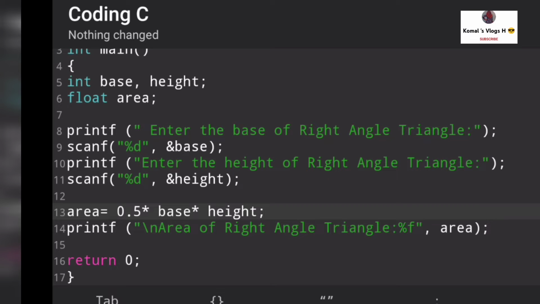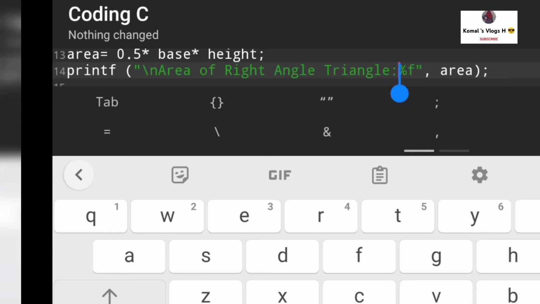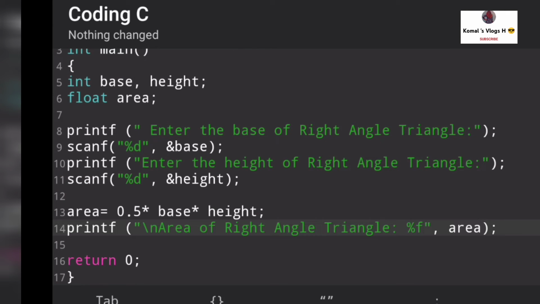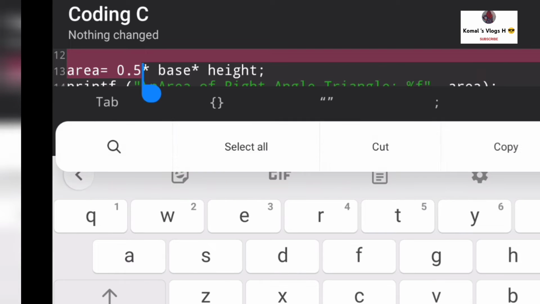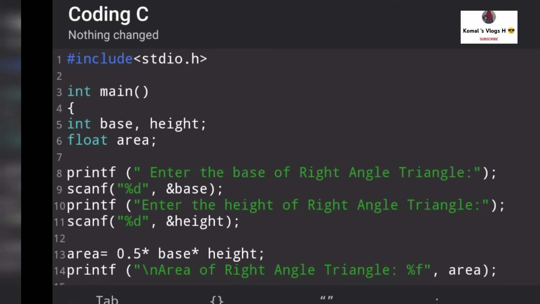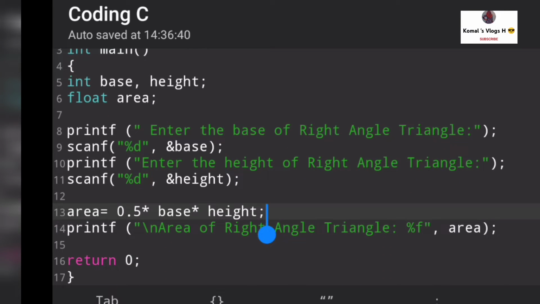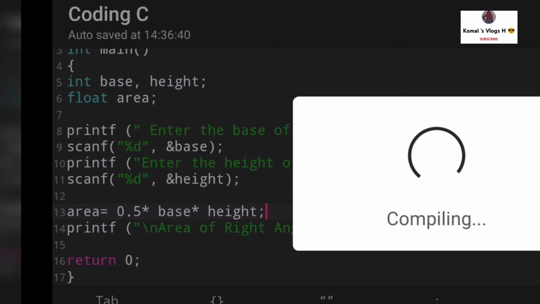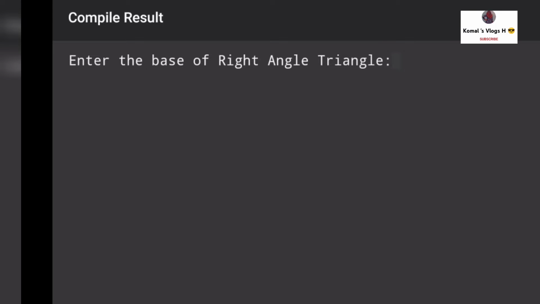Here I have defined the three variables, base and height, because to find the area of a triangle you need base and height: 0.5 into base into height. This is the formula to find the area of a right angle triangle. And the third variable is float area. Here the area is found in the form of a float variable, which has a fractional part, so I've used float only with area, and base and height will be given in the form of integers. Then I have initialized the variables base and height with printf and scanf.